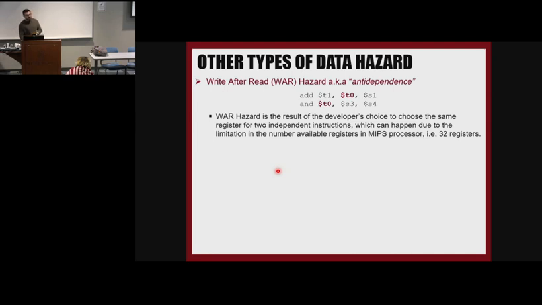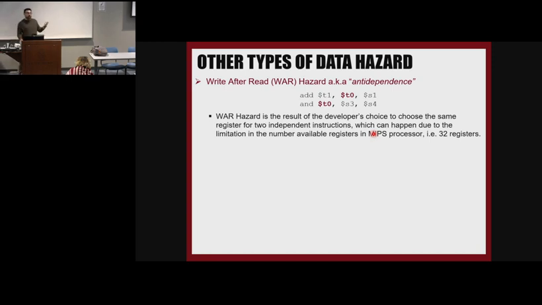So one dependency is write after read. We read the register here, just T0, and the instruction after that we write to it. Okay, so this doesn't really cause any problems, right? This doesn't cause any hazards in the sequence of instructions that we want to execute by itself. This is the result of the developer's choice to use the same register for two instructions that are independent. And it sometimes happens because we have a limited number of registers.